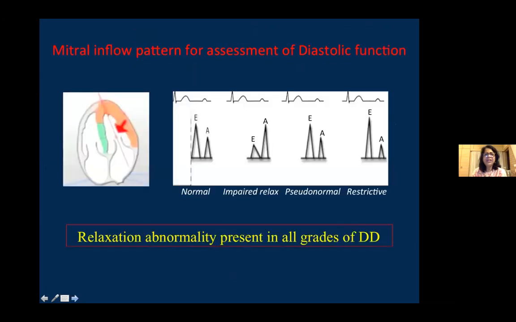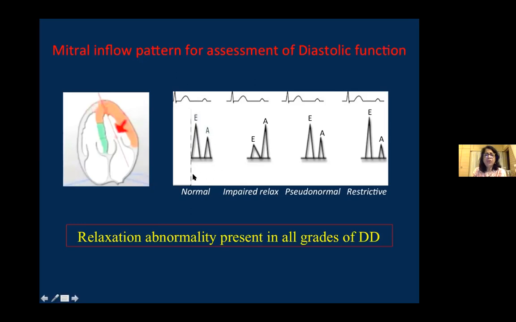Now, after that, let us go to the Doppler parameter. After the 2-dimensional echocardiographic parameters, let us move to the Doppler pattern, where we look at the mitral inflow pattern for assessment of diastolic function. Now, what we do, we go to the apical 4-chamber view, put the color flow, and then the cursor is placed across the mitral valve, and the sample volume is kept at the level of the tip of the mitral valve leaflets in open condition. So this is the level of keeping the sample volume, and we get the pulse wave Doppler.